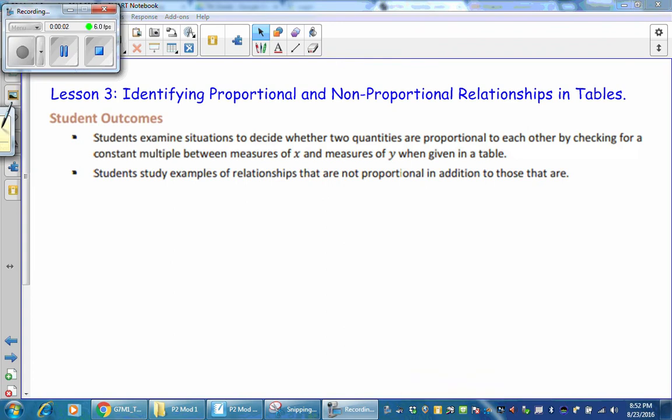Hello class, this is Lesson 3 in Module 1, Identifying Proportional and Non-Proportional Relationships in Tables. The student outcomes for this lesson are: students examine situations to decide whether two quantities are proportional to each other by checking for a constant multiple between measures of x and measures of y when given in a table. And students study examples of relationships that are not proportional in addition to those that are.